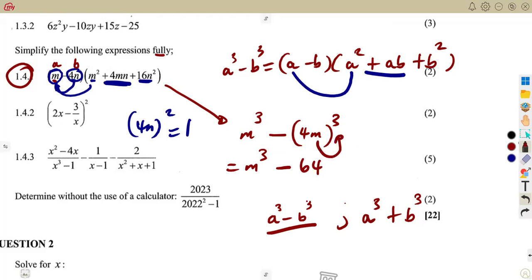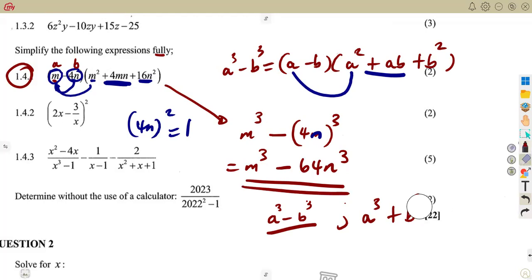M to the exponent of what? Is it m? This is n, guys, all right? This is n. So that's n to the exponent of 3. Exactly the same answer that we got by expanding. But you can just find this by analyzing.